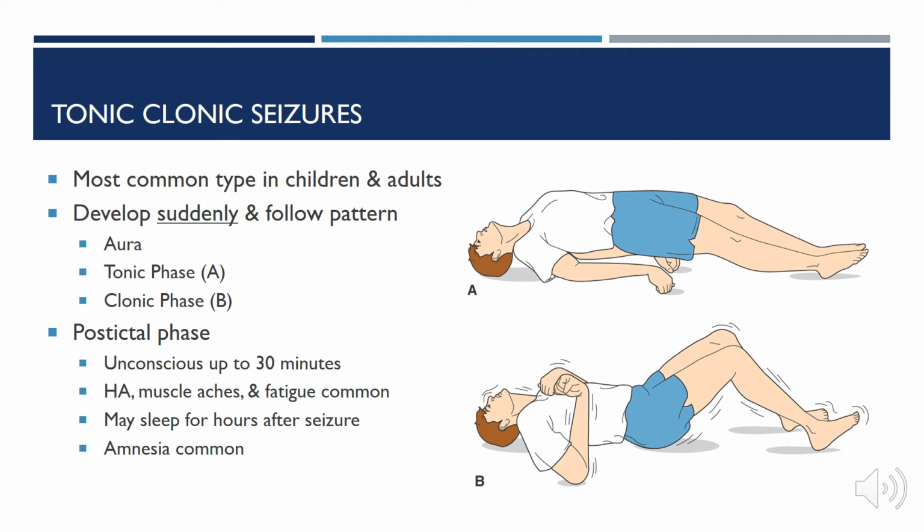Then, in the clonic phase, the movements are jerky as muscles alternate between contracting and relaxing. Eyes may roll back, the tongue and cheek biting are common, and frothing from the mouth. So you can see in the A and B photo there, the tonic is the rigidity and the clonic is the muscles jerking. Then following the seizure, there's a postictal period.